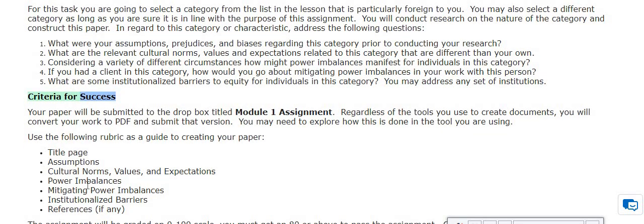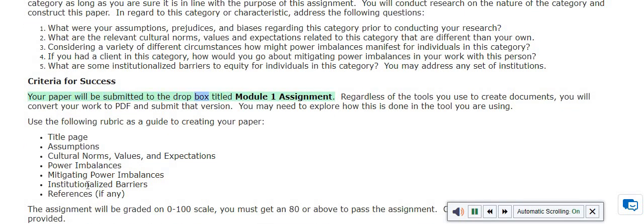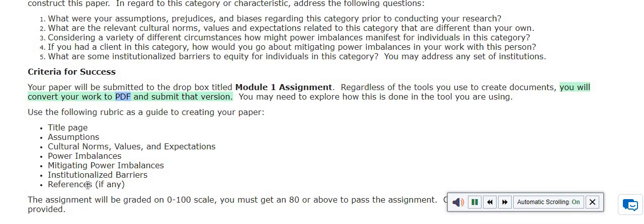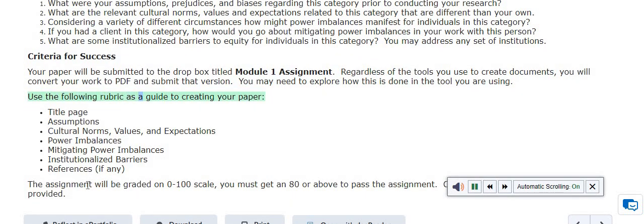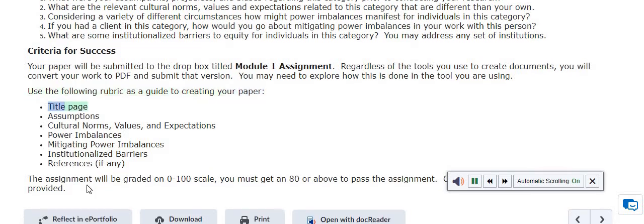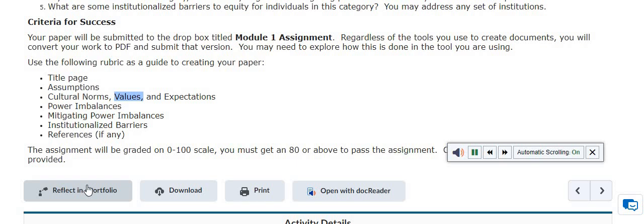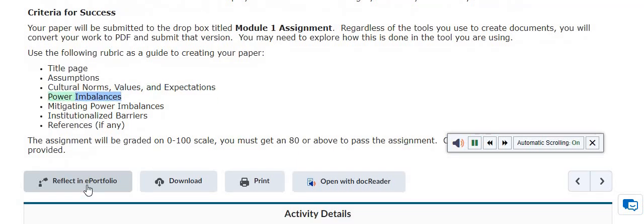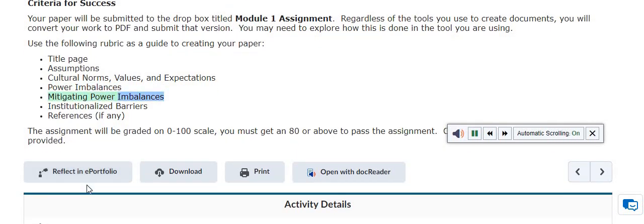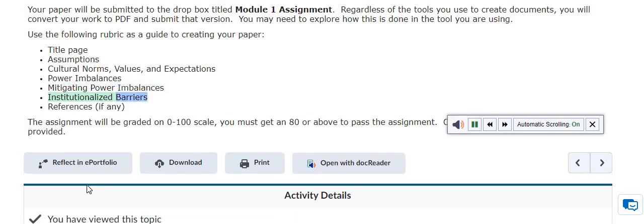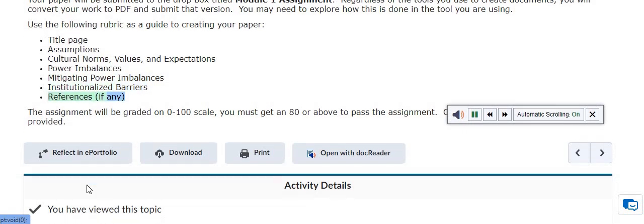Criteria for success. Your paper will be submitted to the Dropbox titled Module 1 Assignment. Regardless of the tools you use to create documents, you will convert your work to PDF and submit that version. You may need to explore how this is done in the tool you are using. Use the following rubric as a guide to creating your paper. Title page. Assumptions. Cultural norms, values, and expectations. Power imbalances. Mitigating power imbalances. Institutionalized barriers. References, if any.